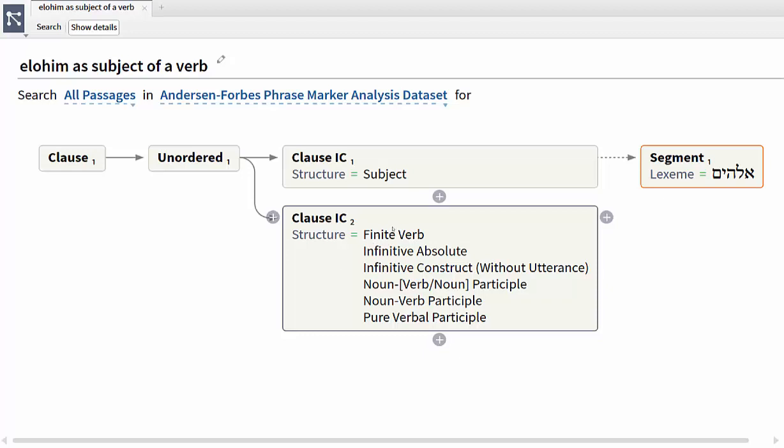And then here for the verbal constituents, I put in a whole bunch of things that could function verbally. Finite verb, infinitives, participles, whatnot. And we're searching all passages in a different database this time. Anderson Forbes Phrase Marker Analysis Data Set. This is of the Hebrew Bible. It's a different markup of the Hebrew Bible to find grammatical function, syntactical function.